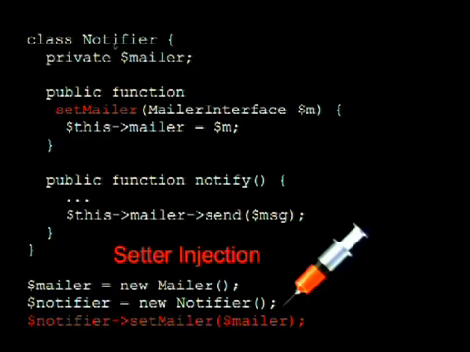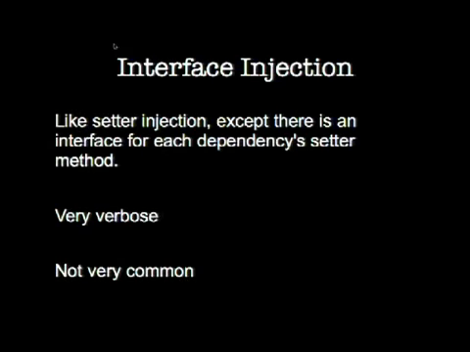So that's setter injection. There's also interface injection, which is very similar to setter injection. It's just that for every setter method that you have for a dependency, there's an interface for that. So it's like the class basically declares itself as being mailer injectable, for example. It's very verbose because for every setter method you need to have an interface, and it's not very common. I don't think there are any frameworks that actually support interface injection.